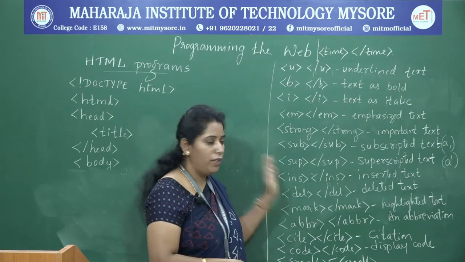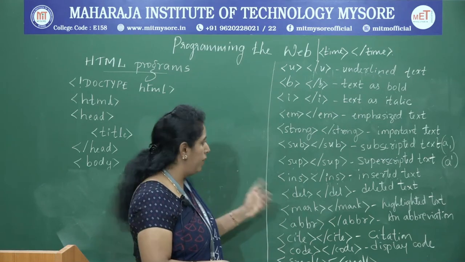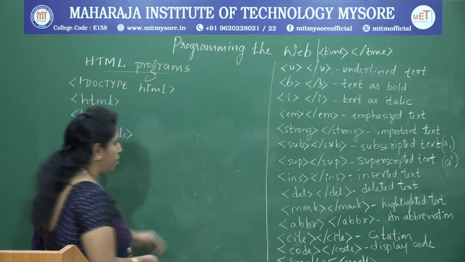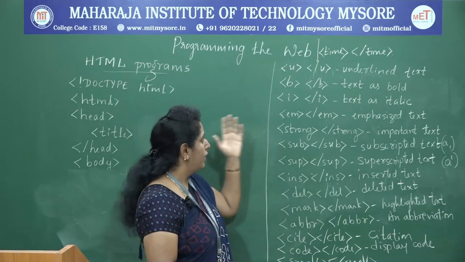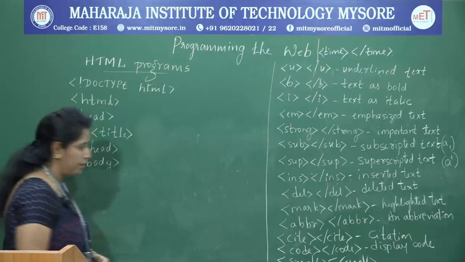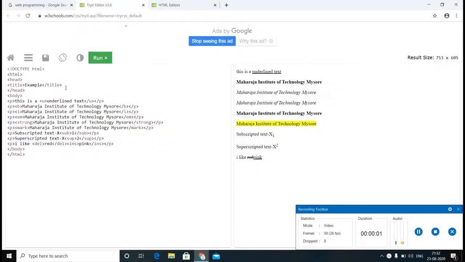Okay, so let me implement these tags in a program. Yes, this is the example program to illustrate the different types of tags. While starting a program, we have to begin with the root tag HTML. Next is the head tag. To give a title, I have given an example. Okay, next close the head tag and open the body tag.